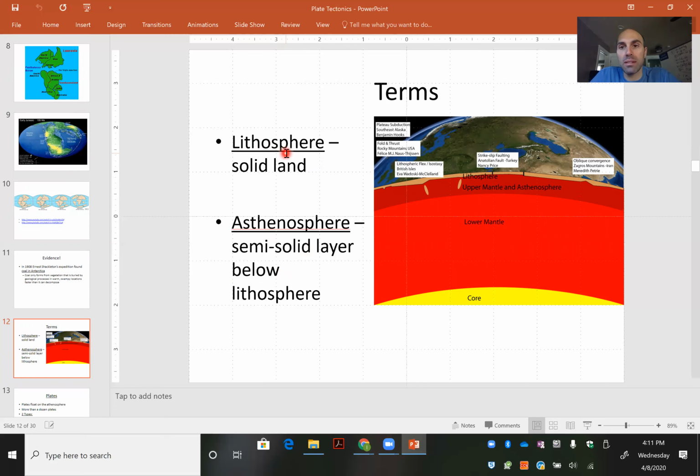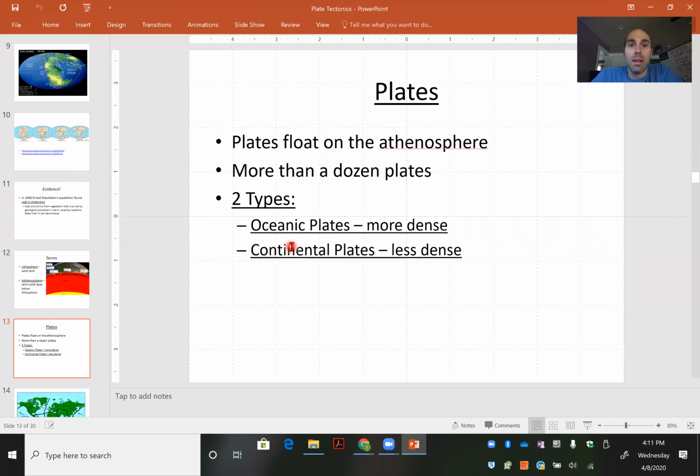So the lithosphere is our plates, our continents, and that's riding on this fluid layer, the asthenosphere, and that's how it moves. It rides on the asthenosphere, and we know this to be true now. And the plates float on the asthenosphere. They are the lithosphere, and there's more than a dozen plates. There are specifically two categories of plates. They are oceanic plates and continental plates. Oceanic plates are those plates underwater, and continental plates are the land plates, right? Oceanic plates are more dense and they are thinner than the less dense and thicker continental plates.